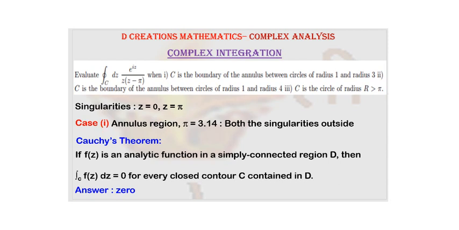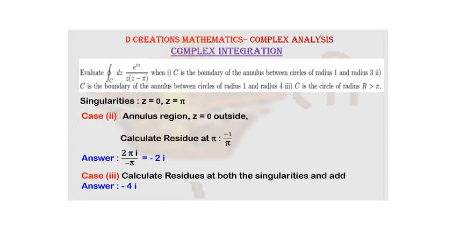In case 1, the region specified is annulus region. That means we need not worry about z is equal to 0. It will be excluded. What about z is equal to pi? Pi has the value 3.14. So again, even that will lie outside the circle of radius 3. So in case 1, both the singularities need to be excluded. We can use Cauchy's theorem because f of z is analytic inside and on C. So directly we can say that the answer is going to be 0.